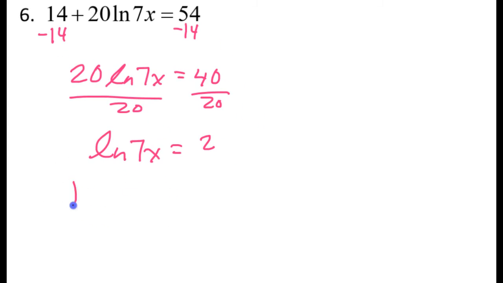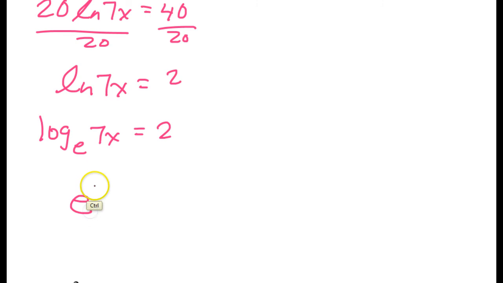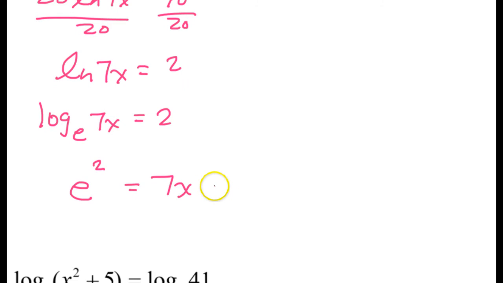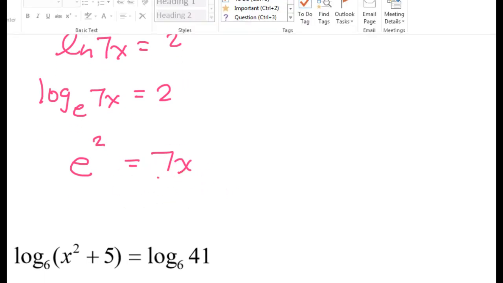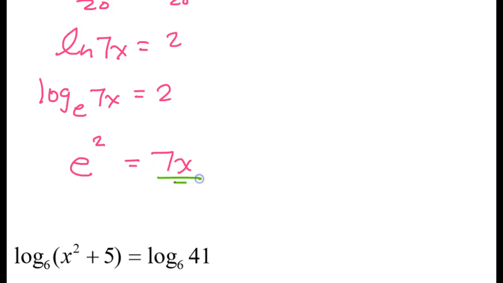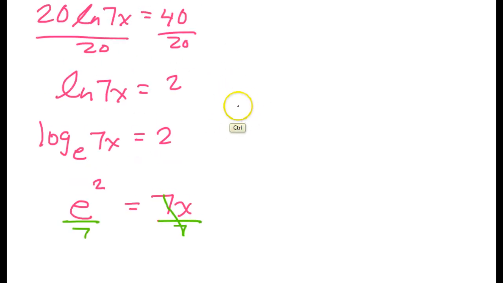So remember, natural log is the same thing as log base e of 7x. So we need to rewrite this in exponential form. So this would be e to the second power is equal to 7x. So we need to do one more step to get x by itself. We need to divide both sides by 7. Okay, so those would cancel out. So the final answer is x equals e squared over 7.